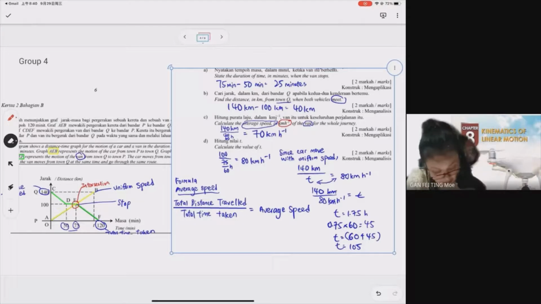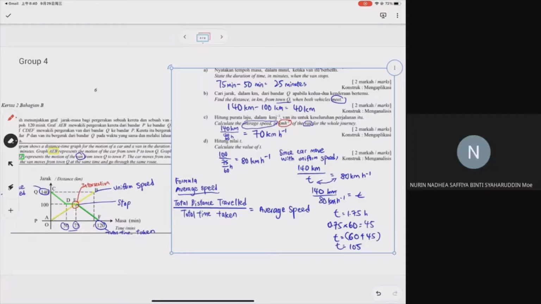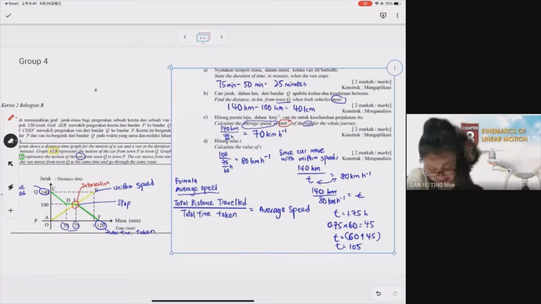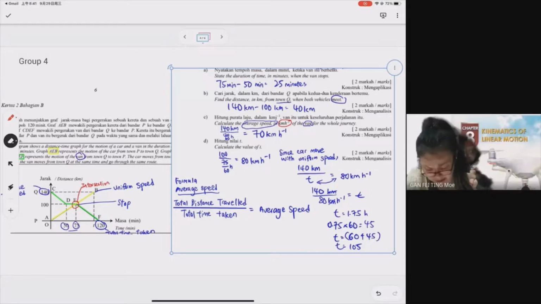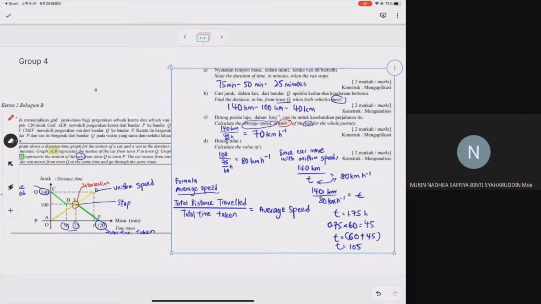The intersection point is at E. So 140 kilometer minus 100 kilometer equals 40 kilometer. But I can see from the graph, they meet at 100. Why is your answer 40? Why 140 minus 100? Why? Because the distance is from town Q.